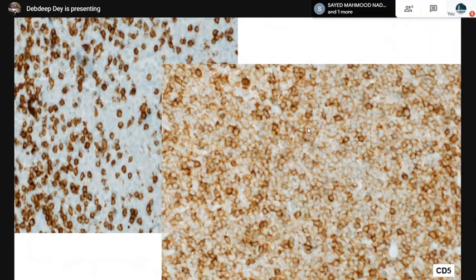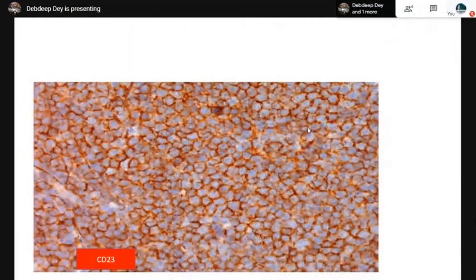But when you look at the CD5, you see the number of cells which are staining for CD5 are much higher in comparison to the number of cells staining for CD3. Therefore, you should entertain the diagnosis of CD5 positive low-grade B-cell NHL and do your CD23 and cyclin D1. So here comes the CD23, which is wall-to-wall positivity. So this is a case of chronic lymphocytic leukemia or a small lymphocytic lymphoma.